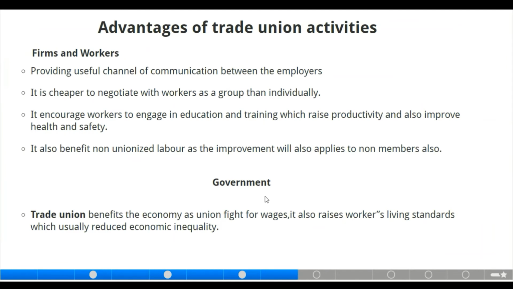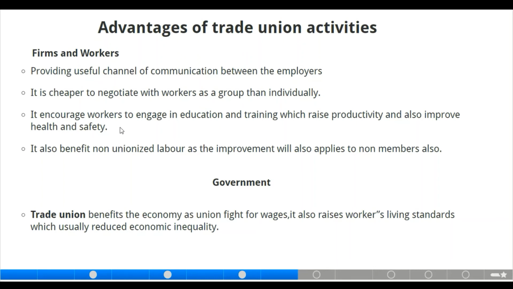Now we move to the next slide. Moving to the next slide, we have the advantages of trade union activities to the firm and workers and to the government. Now to the firm, how does trade union benefit the firms and workers?